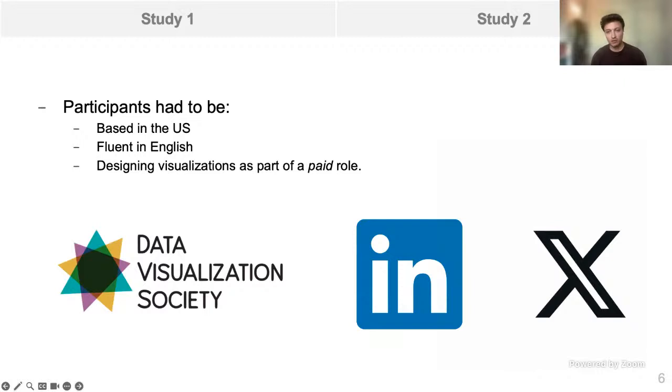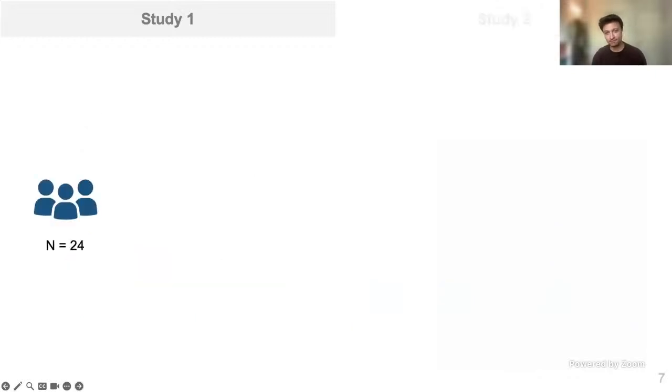We recruited US-based visualization designers who were fluent in English and designed visualizations as part of a paid role. We used channels like the Data Visualization Society, as well as public posts to LinkedIn and X, or Twitter. For study one, 24 visualization designers completed a semi-structured interview.